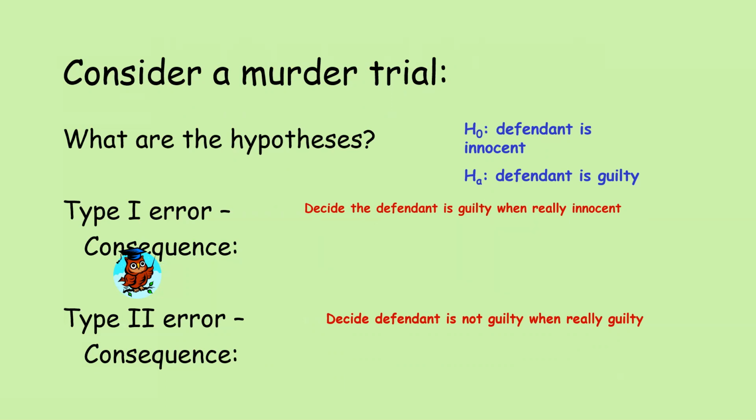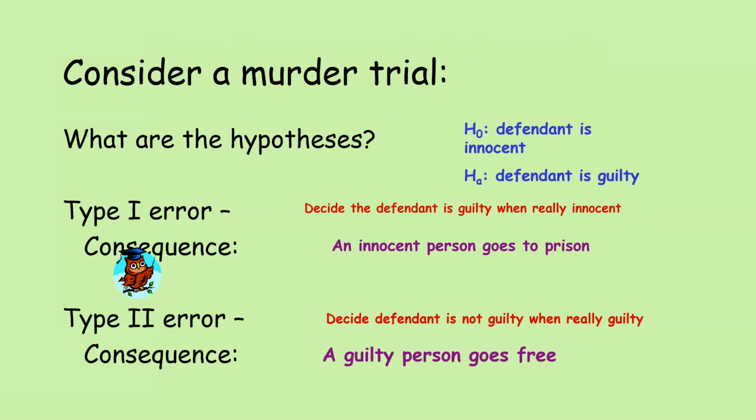So what is the consequence of the type 1 error? Well, an innocent person goes to prison. And what's the consequence of a type 2 error? If we say they're not guilty and they really are, then a guilty person goes free.